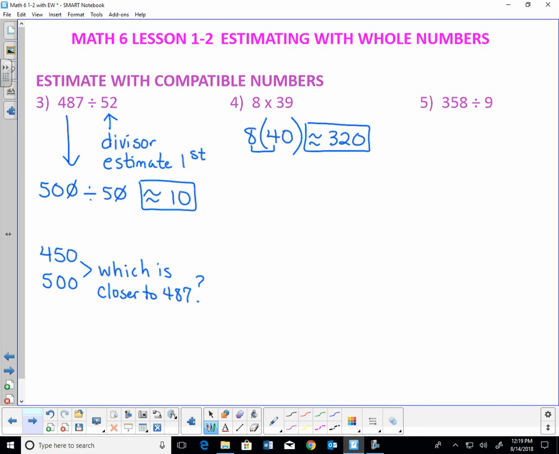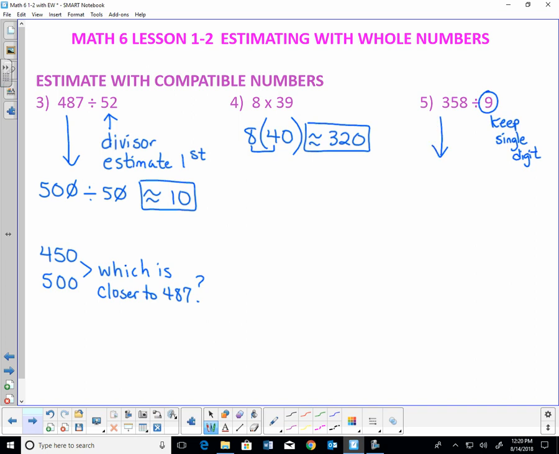Number 5, again, we're going to do compatible numbers. Again, I'm going to look at my divisor first. Since it is a single-digit divisor, I'm not going to round it. I'm going to keep this divisor because it's single-digit. You don't want to round a single-digit divisor. So I'm going to take my 358 and I'm going to think 358.